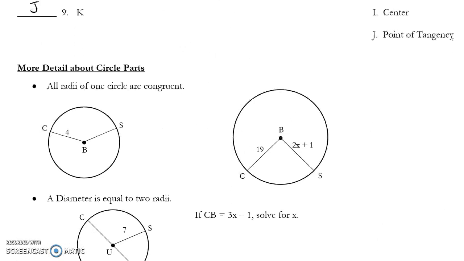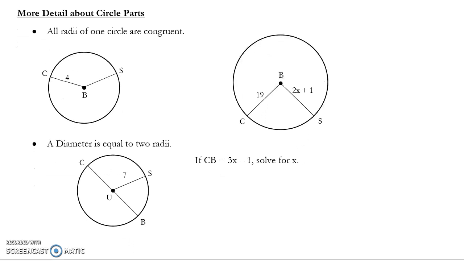Moving on, some additional information about the parts of a circle. One major rule, and this is something you probably already are aware of, is that all radii of one circle are congruent. So if I know that B is the center, then I know that segment CB and segment SB are congruent. Segment BC is congruent to segment BS, or since segment BC is 4, I know this is 4 as well. And that's true in this circle as well.